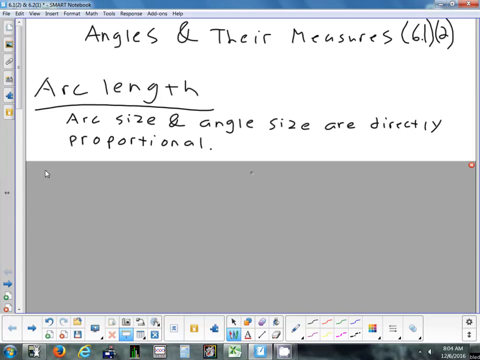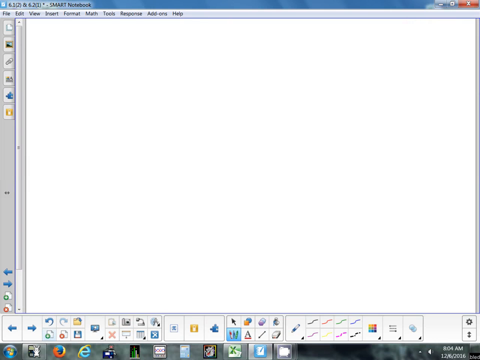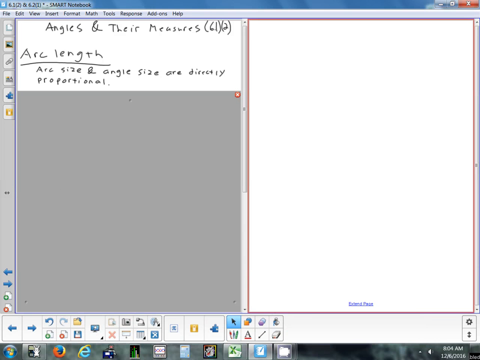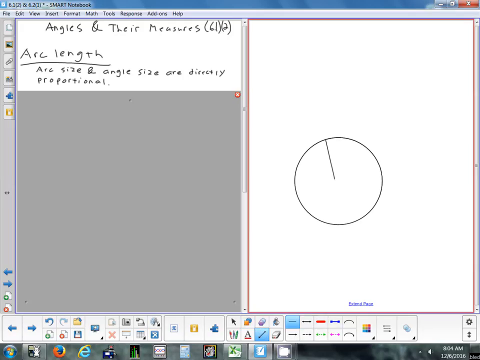All right, so we already talked about what an arc is yesterday. Okay, it's when you have an angle in a circle, and the two rays of the angle hit the edge of the circle, and if you connect those points, you have an arc. Okay, so here's a circle. There's an angle drawn inside the circle. Where those two rays intercept the circumference, that is an arc.